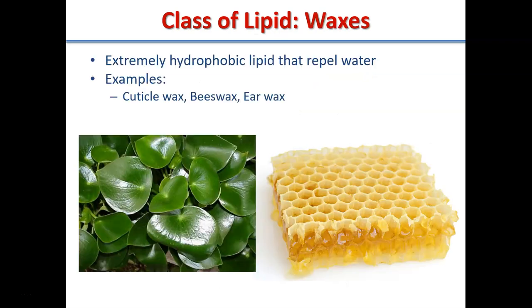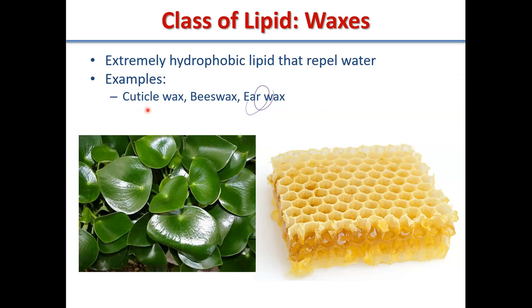And then our final type of lipid is a wax. So waxes are extremely hydrophobic, meaning they hate water. And that's good because they have a purpose to kind of repel water. So something like earwax is designed so that you don't have a lot of liquid to enter your ear canal. So you want it to be very resistant to water.